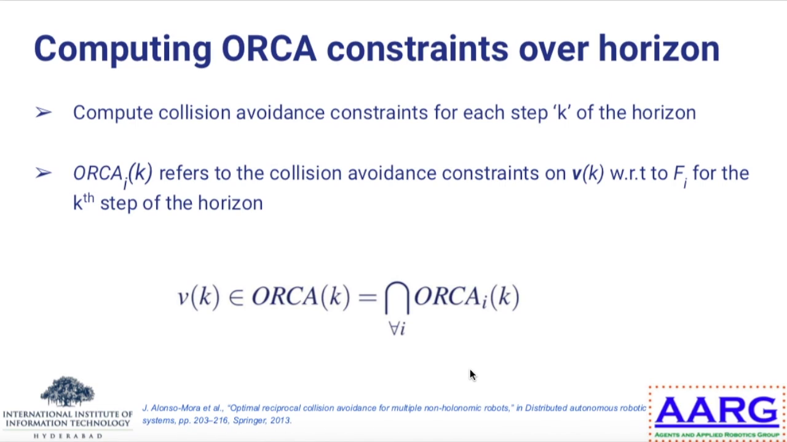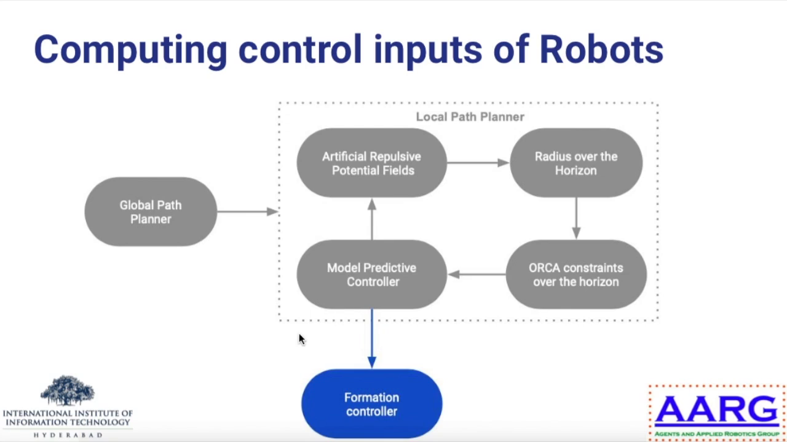So the set of collision avoidance velocity at the kth step of the horizon is the intersection of constraints with respect to all the neighboring formations. This expression is used as a constraint in the MPC formulation. It's important to note that the ORCA of k is a function of radius of all the formations at the kth step of the horizon. So the final step is the leader-follower formation control.